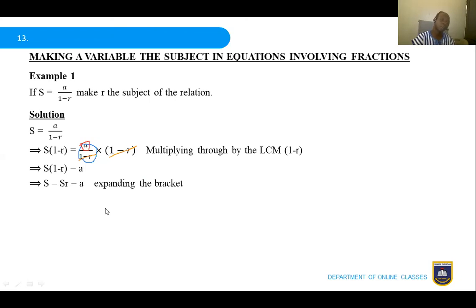Remember, we are making R the subject. So if you are making R the subject, then we can see R in one of the expressions. That is the negative SR. So to make that, we group like terms. In grouping like terms, you see, the negative SR is already at the left side, so we leave it there. Now, this should be equal to, so we are going to move the S to the right side of the equation, and that will give us A minus S, that is this S here.